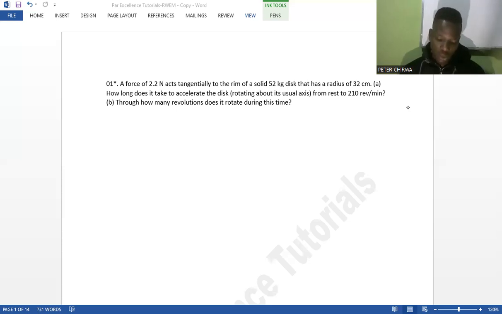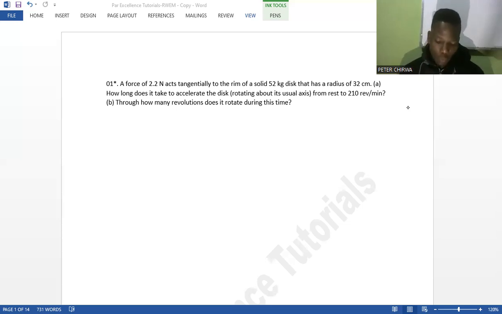Well, let's get into the business of this video. So we have a question, says a force of 2.2 Newton acts tangentially to the rim of a solid 52 kg disc that has a radius of 32 centimeter. And the first question says, how long does it take to accelerate the disc rotating about its usual axis from rest to 210 rev per minute?